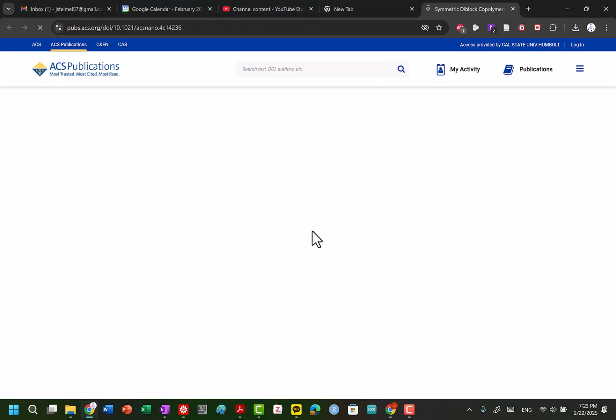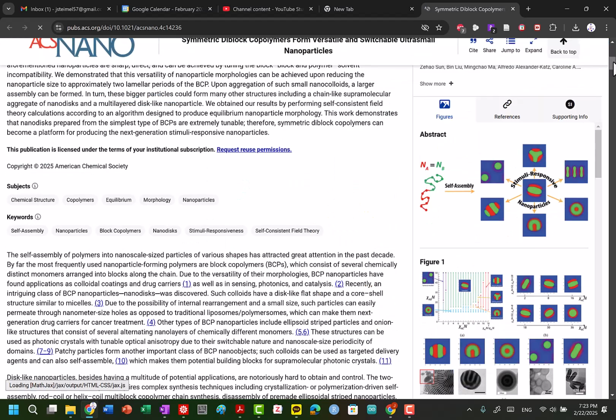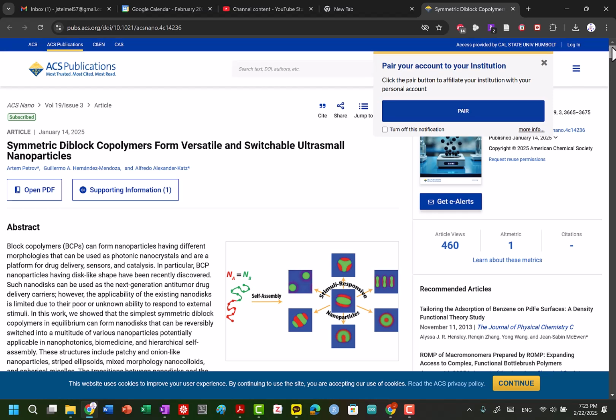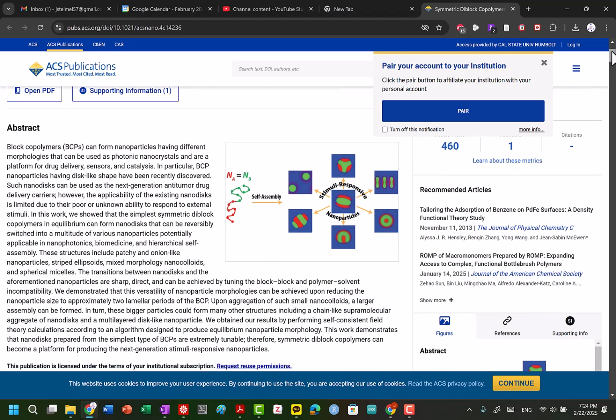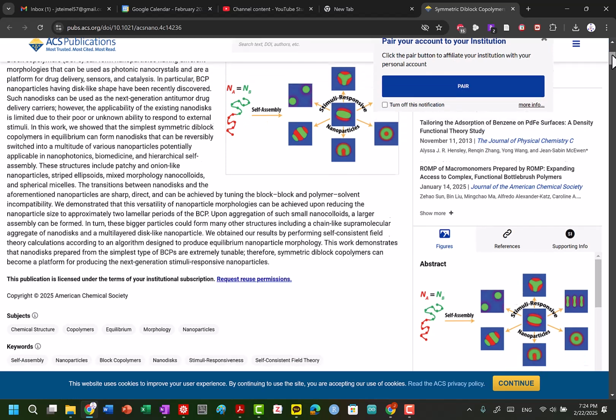So, I like this article. So this article is about, let's go through here. Basically, diblock copolymers. So you can basically stimulate these into self-assembly, and then they can perform pretty cool applications. So, for example, we can look at these.